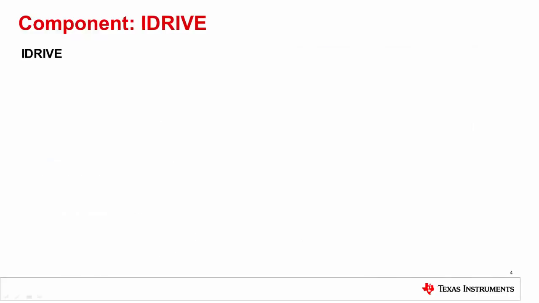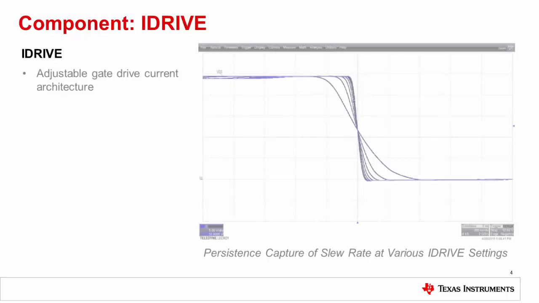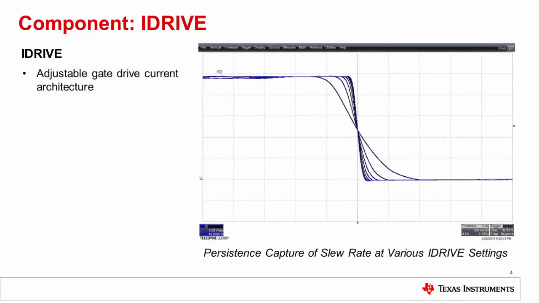The second component of the technology is labeled as iDrive. At a high level, iDrive is a gate drive architecture that allows for the gate driver to adjust the output current that is delivered to the power MOSFETs. This architecture provides several benefits since the gate current directly corresponds to the switching speed of the power MOSFET.